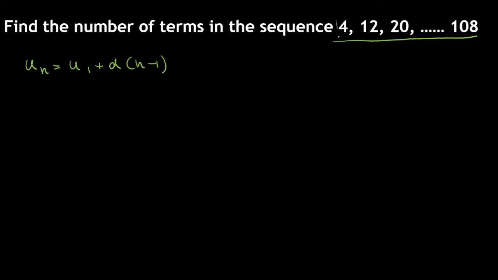Let's look at the first term. So the first term is clearly 4 here, right? First term is 4. This is the second term. This is the third. And this is some nth term that we don't know, right?